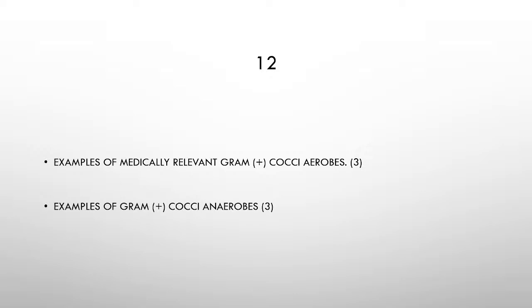Medically relevant gram-positive cocci. Oh, I'll give you a clue: beta hemolytic, coagulase positive, coagulase negative. Oh, still nothing? Doesn't ring a bell? Guys? Anybody? Gram-positive cocci.